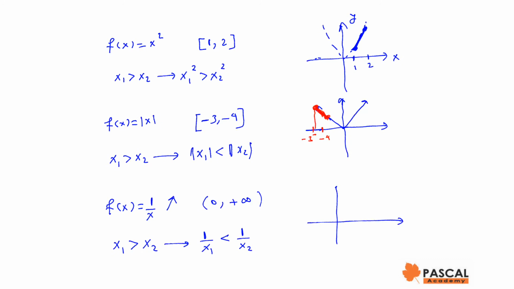And if we look at the graph of y equals 1 over x, we see the graph is decreasing, the function is decreasing.